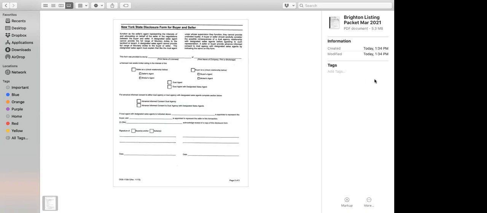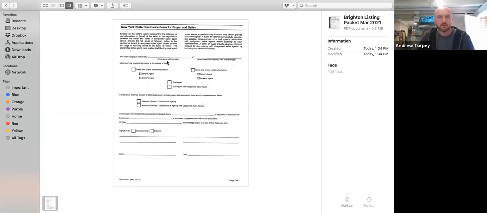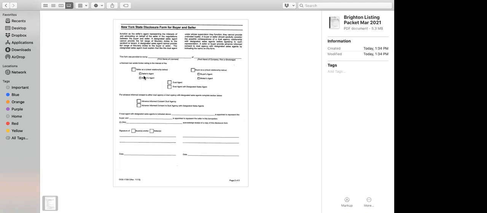So who can tell me who the licensee is? I'm the licensee. Okay, you're the licensee. And what company do you work for? Keller Williams. Okay. We're representing the seller in this transaction, correct? Correct. And we're going to be the seller's agent. Okay.